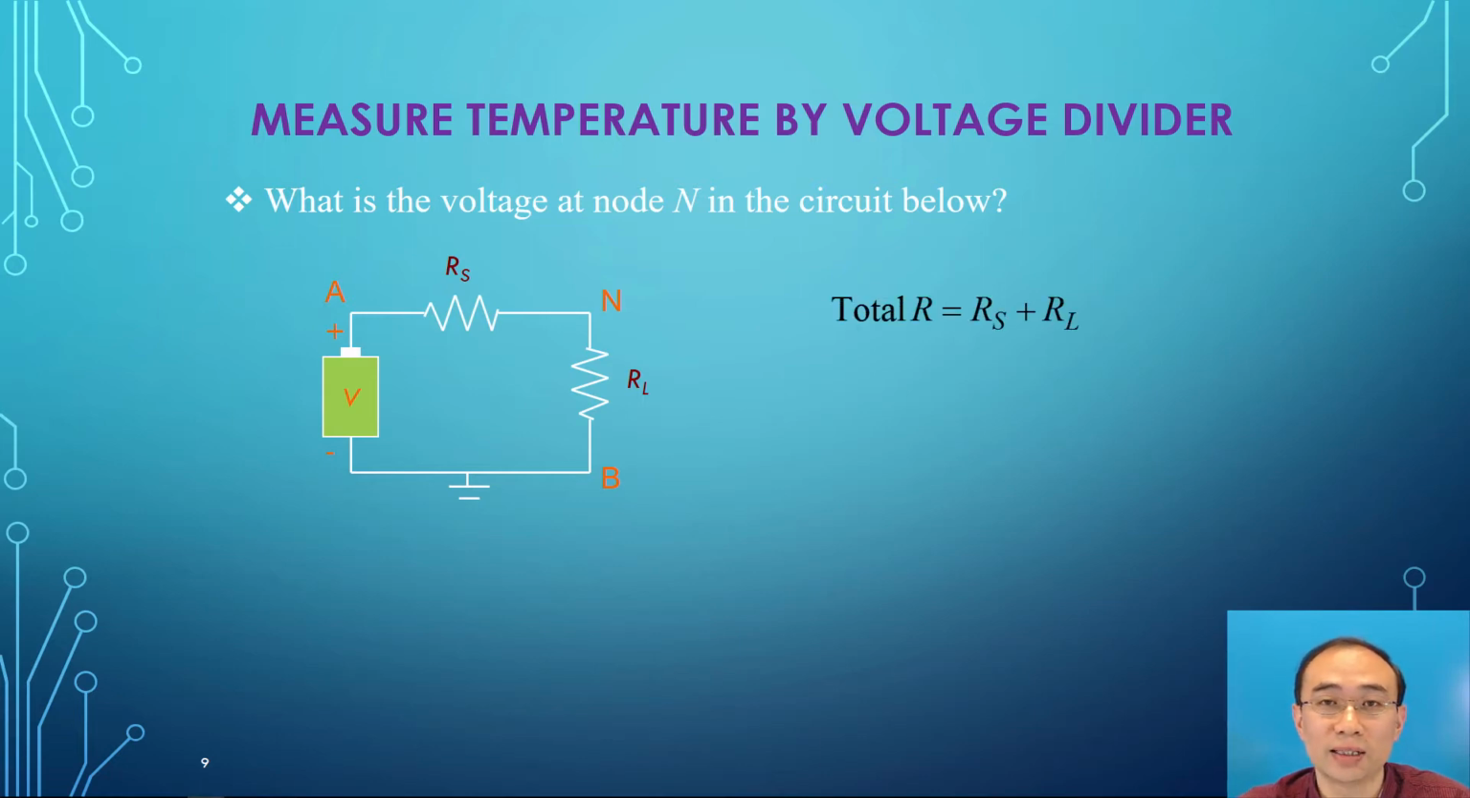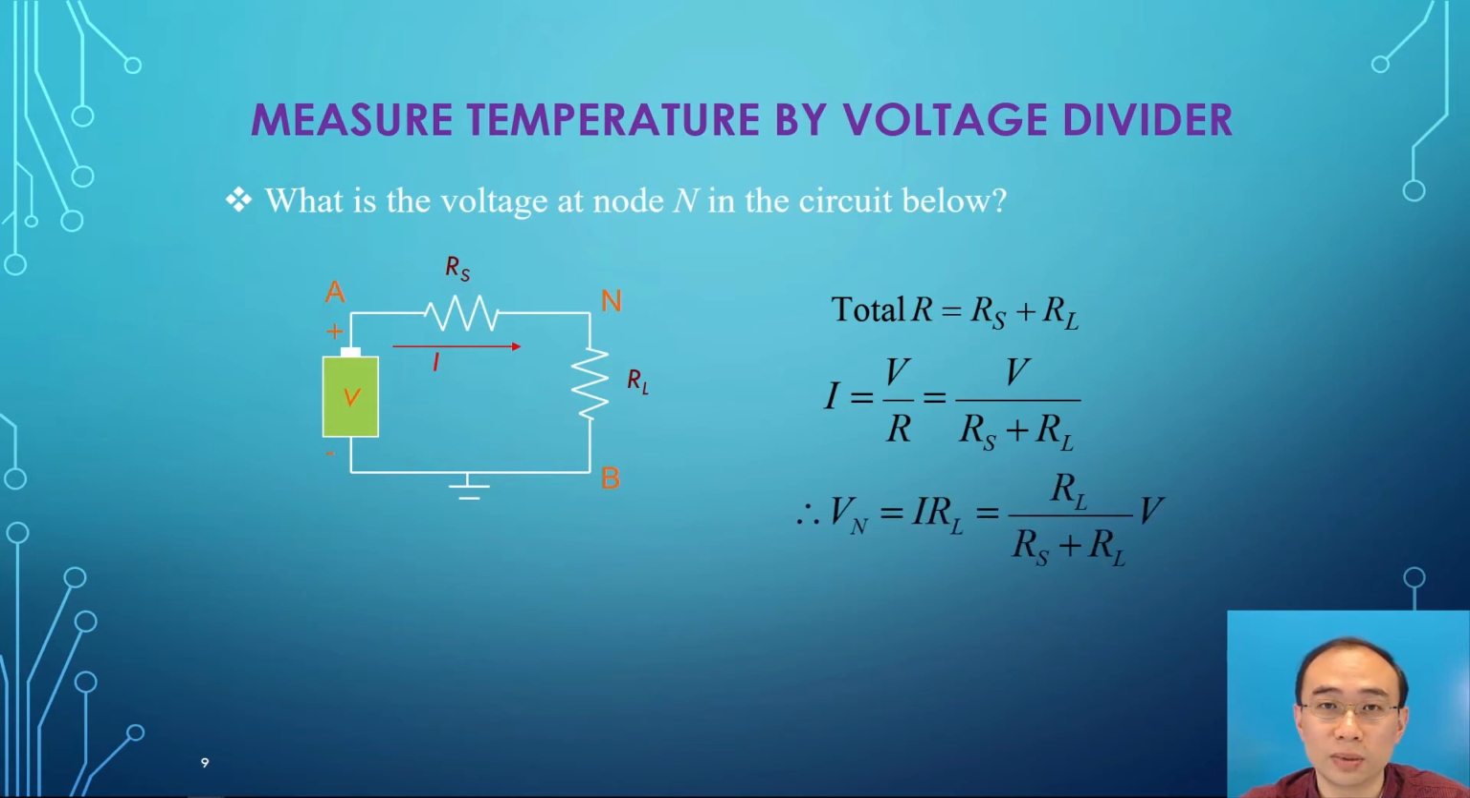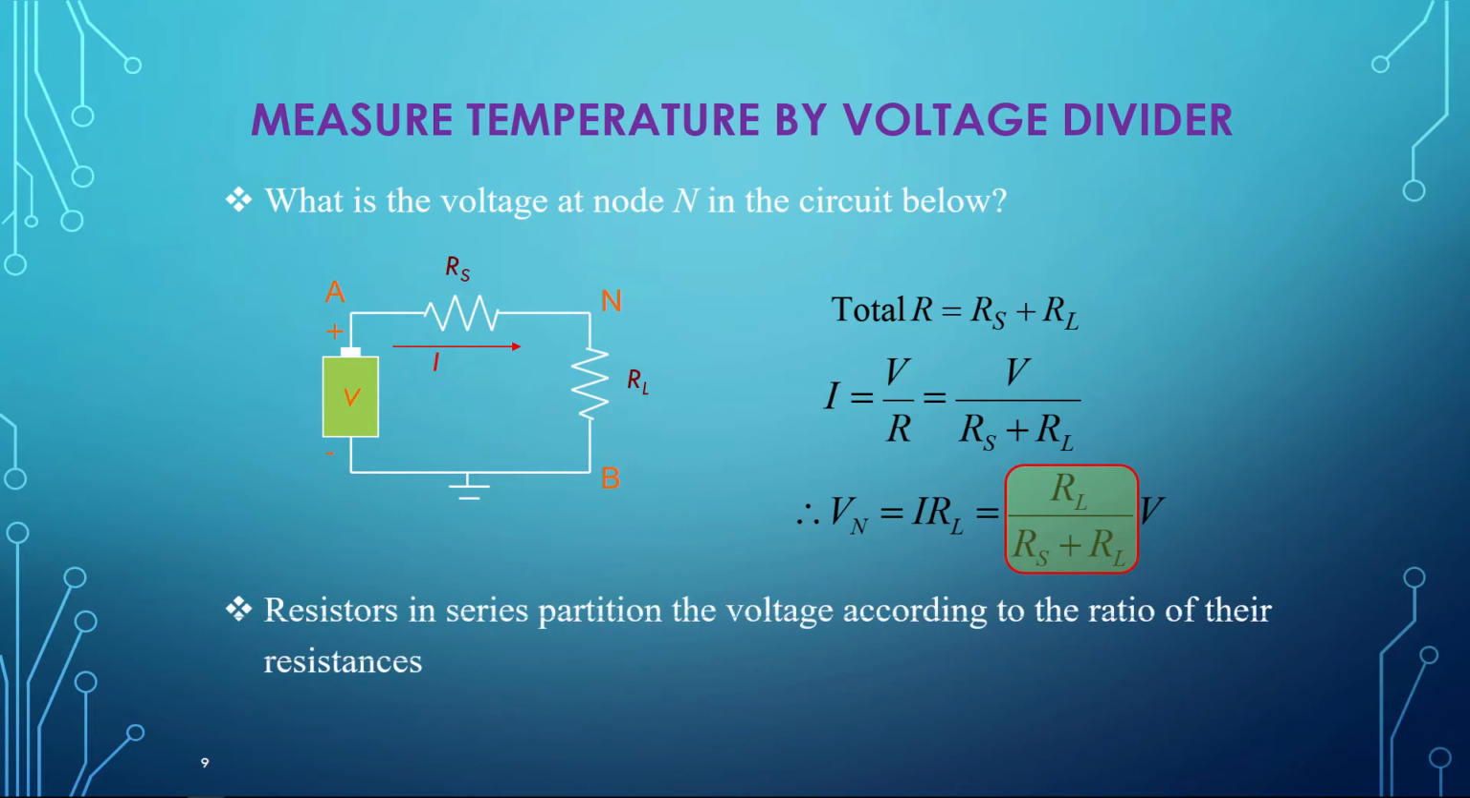Because the two resistors are connected in series, we know the total resistance will be RS plus RL. Based on Ohm's law, we can calculate the current going through the circuit to be I equals V divided by R, which equals V divided by RS plus RL. And then we can calculate the voltage drop across the resistor RL to be Vn equals I times RL, which equals RL divided by RS plus RL times V. So basically, the resistors in series will partition the voltage according to the ratio of their resistance.